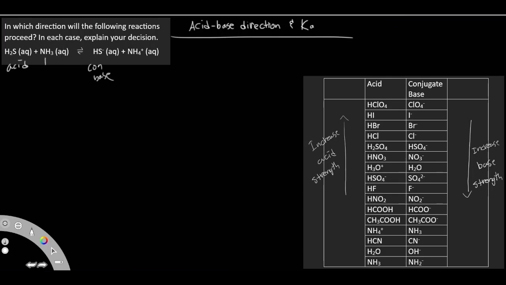Okay, this here would then have to be our base, and obviously this here would have to be our conjugate acid. Okay, as you can see here in this chart, we have a problem because a lot of these compounds that we see here in the question are not listed. So how are we going to do this?